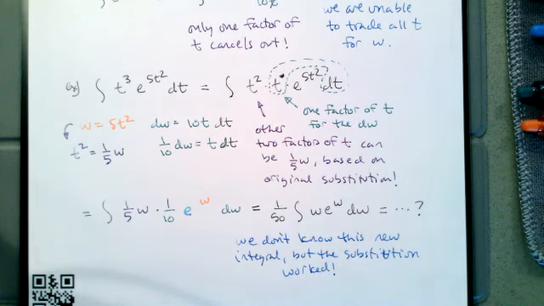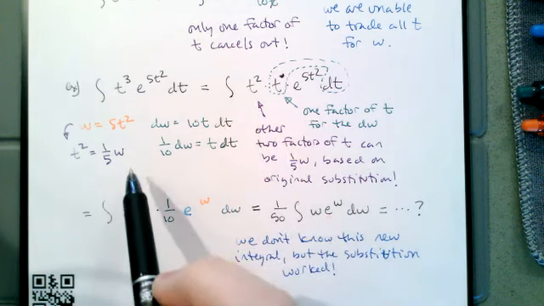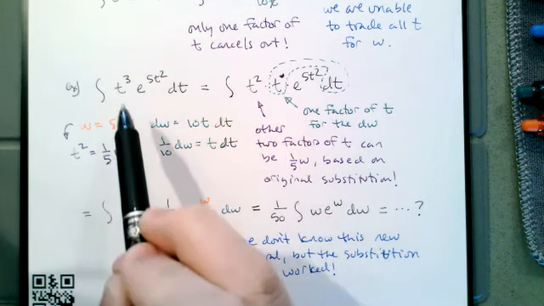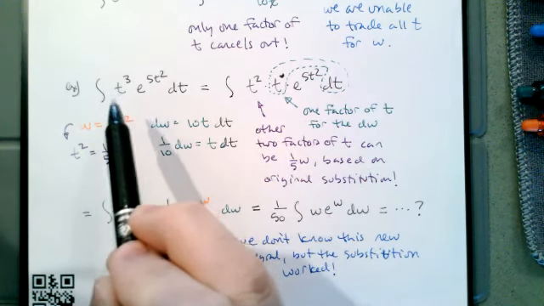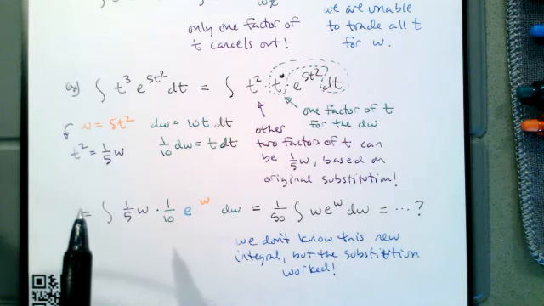But these are all good thoughts to have. We know that everything works out just fine if I have, looks like I need, one factor of t to be the dw. And then if I have even powers of t left over, I can replace those with w's. So t to the third, fifth, seventh, ninth, that's all good. The ones in the middle, not so much.